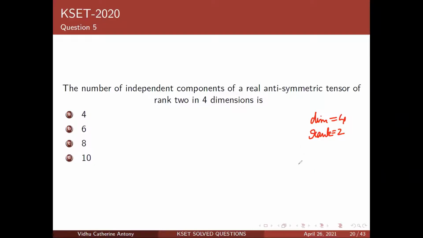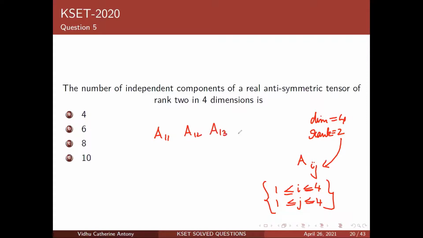So it's basically looking at something like this. Let's say Aij. Let's leave out the covariant and contravariant part because it really doesn't matter. For ease of writing, because I'm used to covariant, I will just write Aij, where i spans from 1 to 4, and j spans from 1 to 4. Your matrix is going to start looking something like this: A11, A12, A13, A14. And then you have A21, A22, and so on, till about A44. So you would have 4 rows and 4 columns.